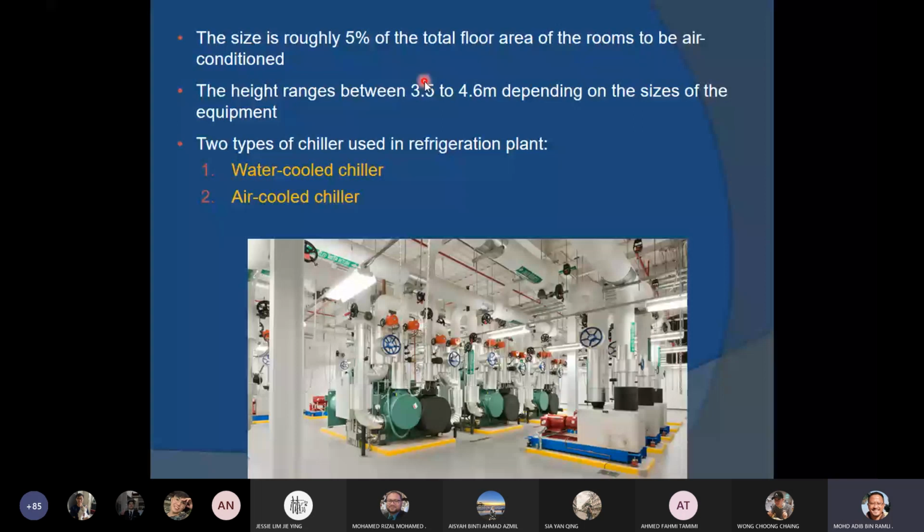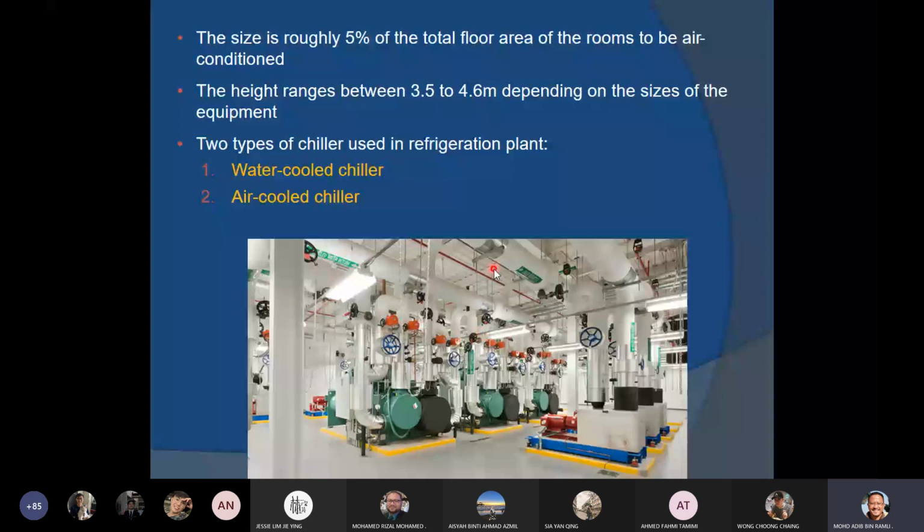Right? So at least the space is not going to be too small. And then the height ranges between 3.5 to 4.6 meters depending on the sizes of the equipment. Like I mentioned earlier, the larger the building, the bigger the plant room should be, and the size of the equipment, for example the chill water pipes, everything would be bigger as well. So you can see from this image here, the floor-to-floor height is actually quite high, maybe 5 or 4.65, something like that.